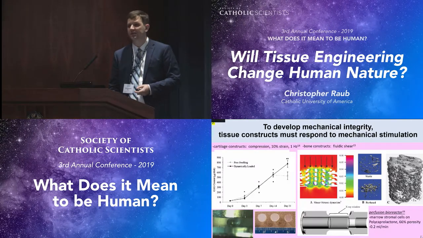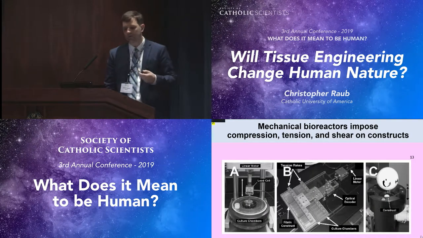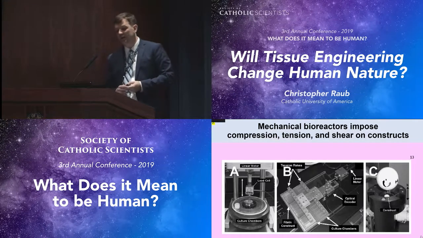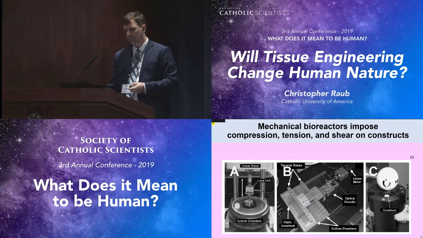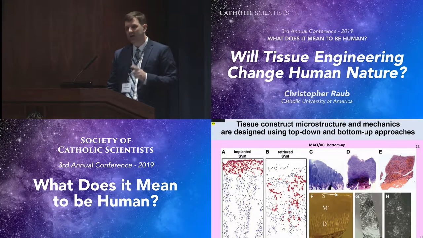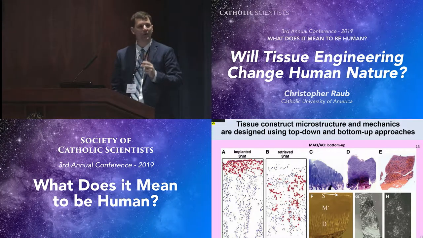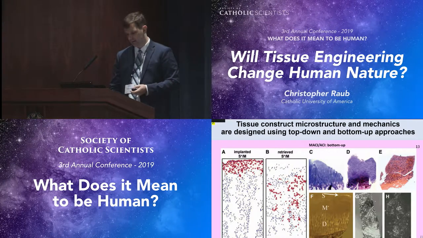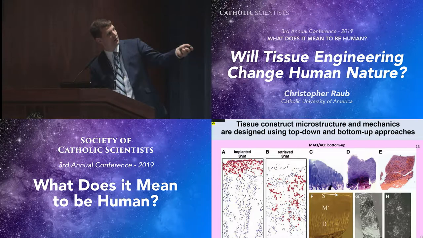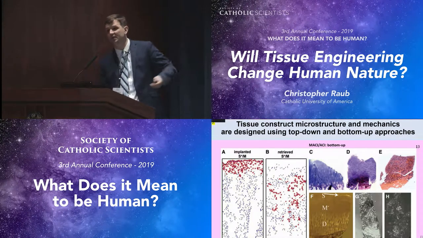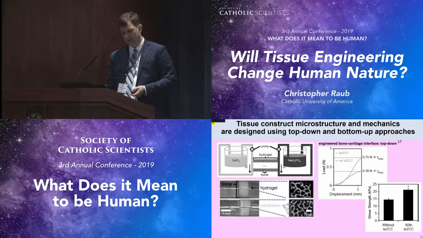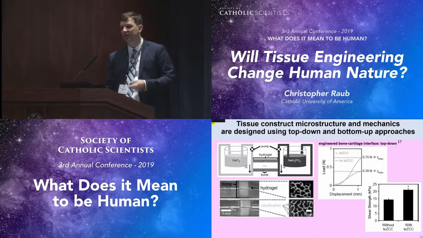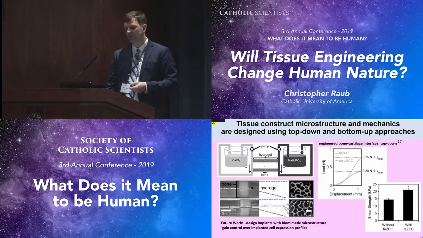So mechanics guides the tissue fate. And so bioengineers can design plenty of these reactors that impose compression and tension and shear on tissue constructs. And they're very good at that. It's not clear, even if you have a very well-designed in vitro tissue, if it will maintain its structural properties in vivo. And so here we see that chondrocyte implantation that I showed you earlier is actually quite disorganized. So there are top-down approaches to design interfaces that have better mechanical properties in cartilage bone constructs.